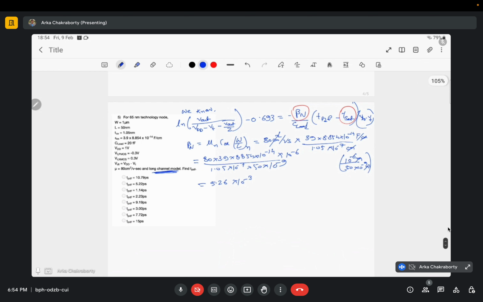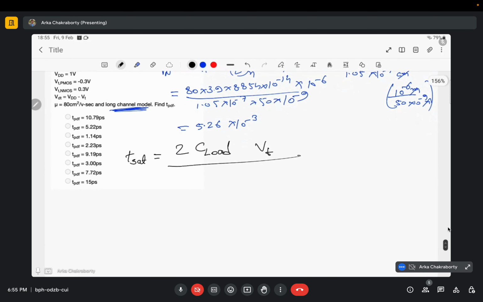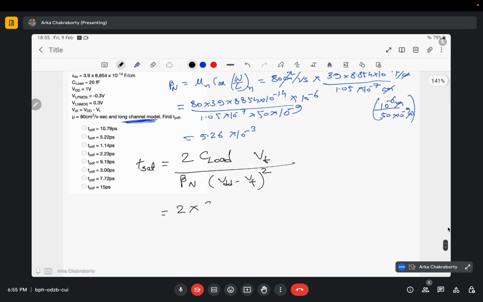Now let's find the T sat. T sat is equal to, I'll be again using the expression he has already derived for us, 2 into C load into Vt divided by beta n into (VDD minus Vt) square. Okay, so C load is given as how much? 20 femto, 10 to the power minus 15. Vt is 0.3.